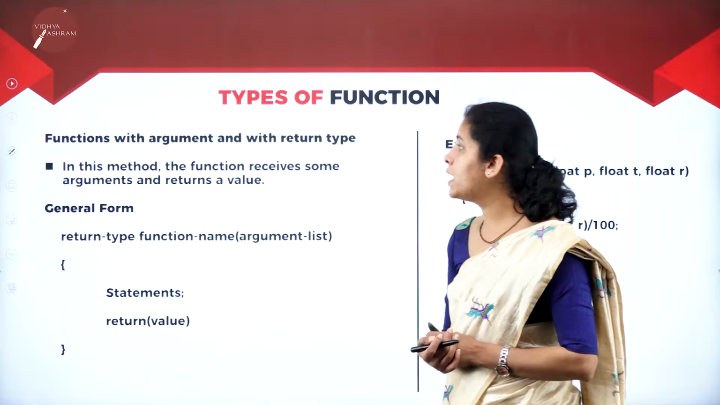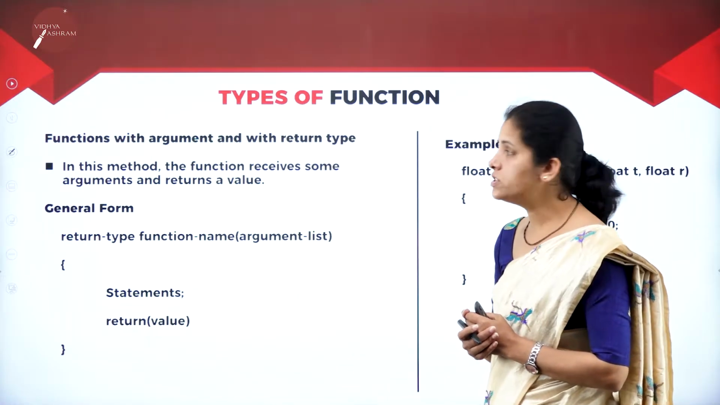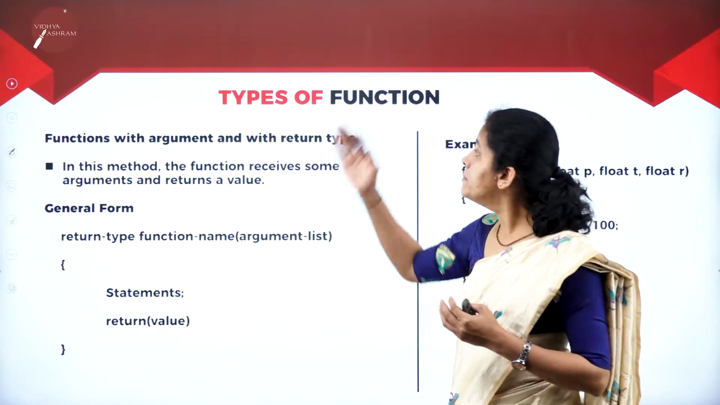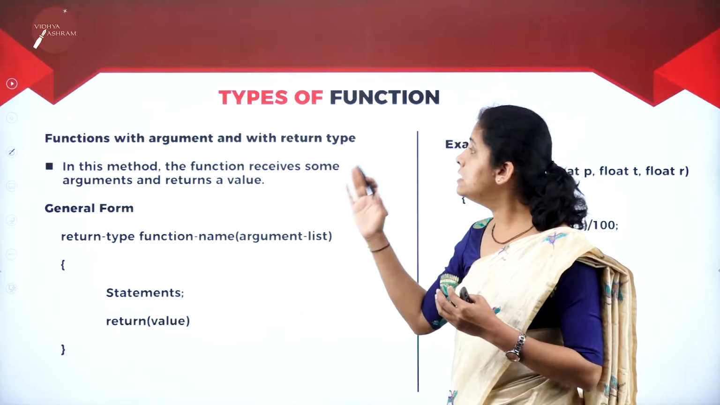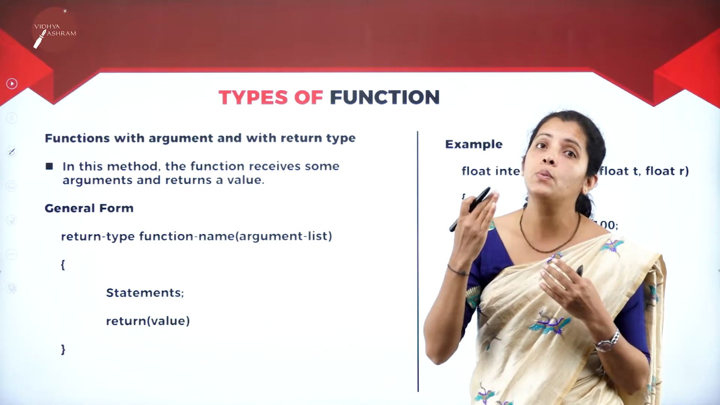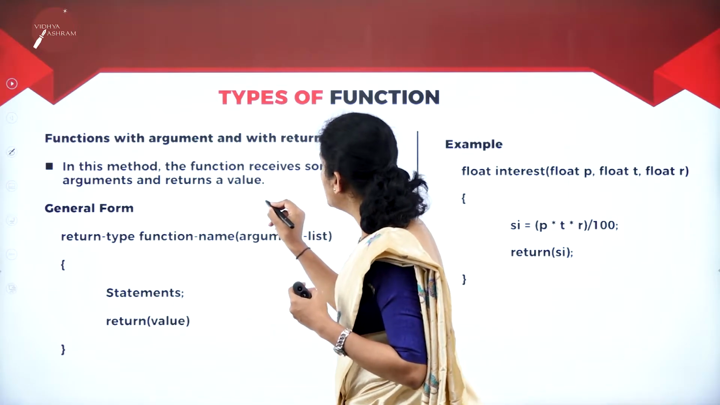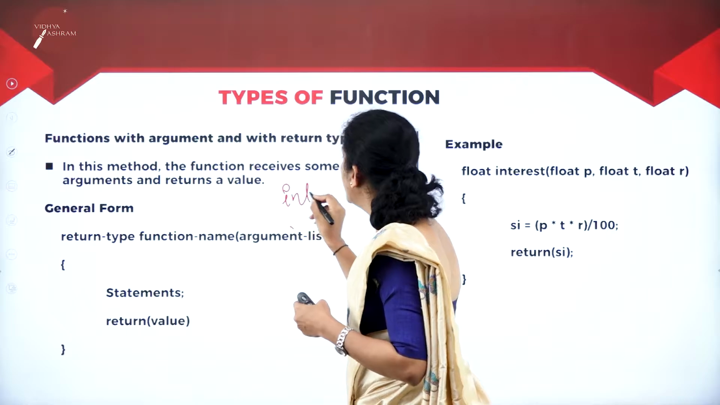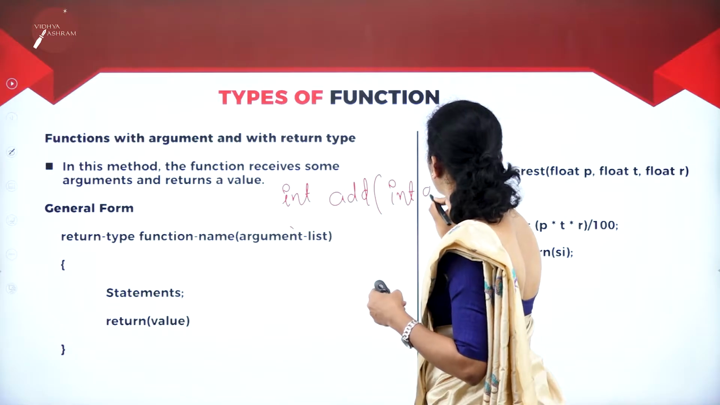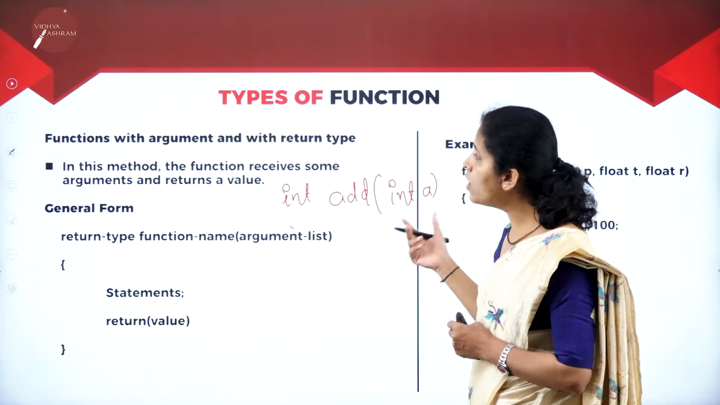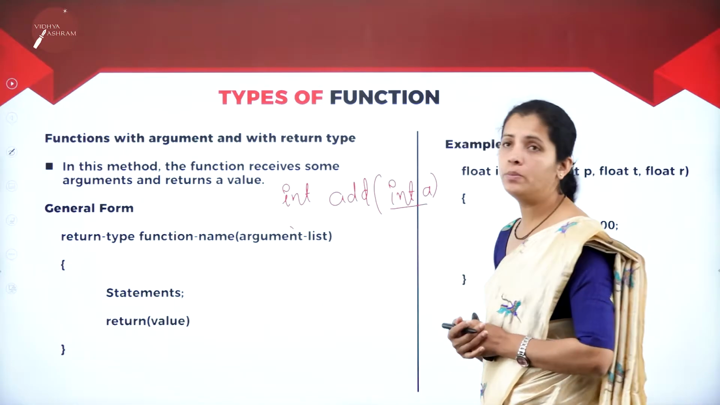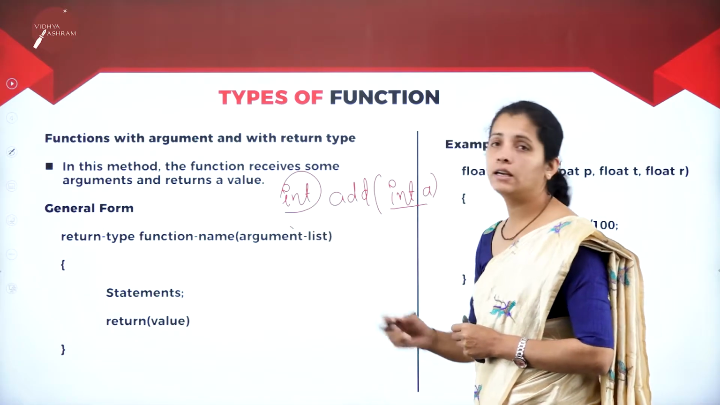Moving further, I'm going to have the fourth type of function, that is function with argument and with return type. As the name indicates, the function is capable of accepting variables as well as returning a value. Let me take one simple example, that is int add, and I'm going to have the arguments. So this is the example for function with arguments and with return type. Here I have arguments as well as a return type.